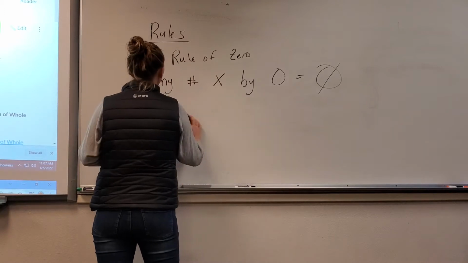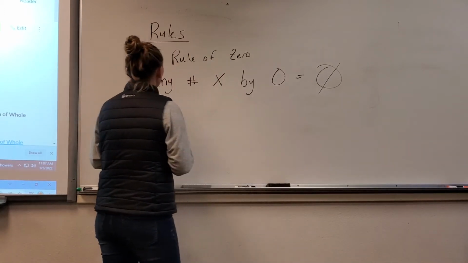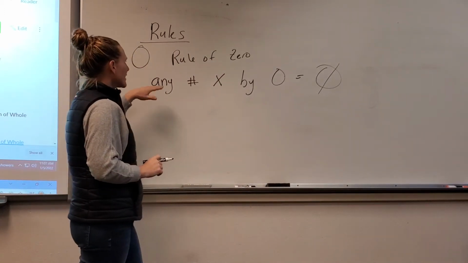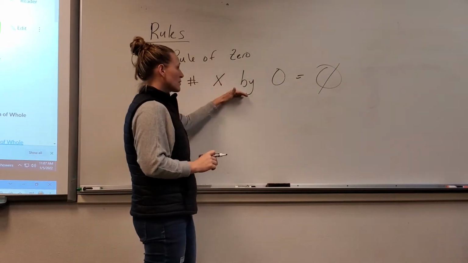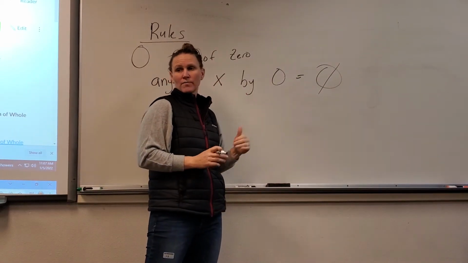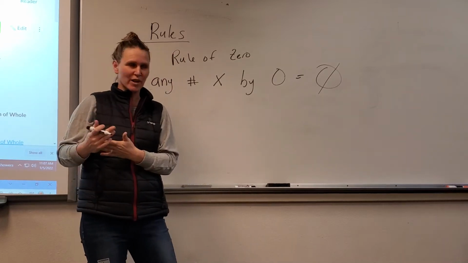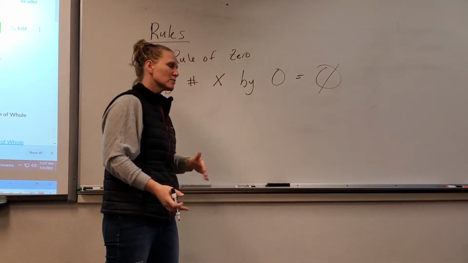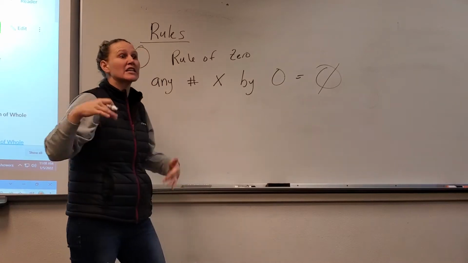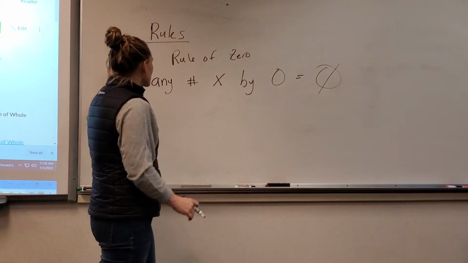So the rule of 0 for multiplication says I can take any number, multiply by 0, and I get 0. The same thing with a letter. I can take any letter times 0 and get 0. So anything, if I multiply Shaylin by 0, I'm going to get 0. So that's the rule of 0.